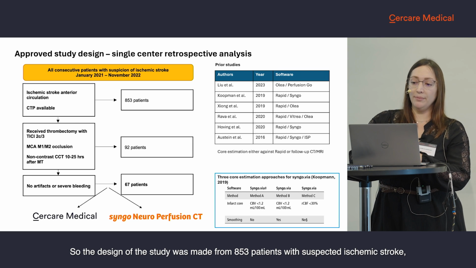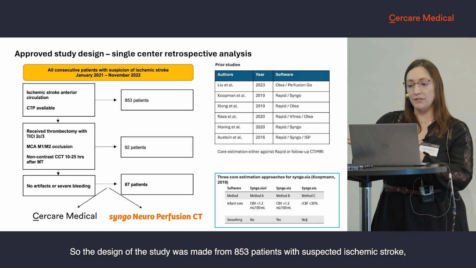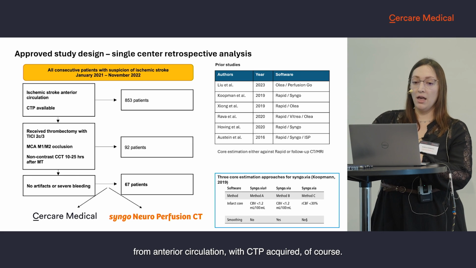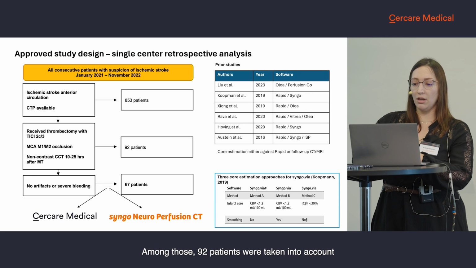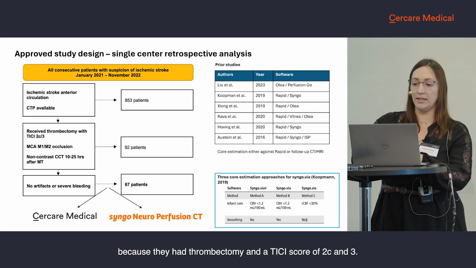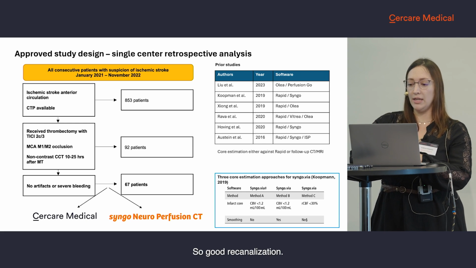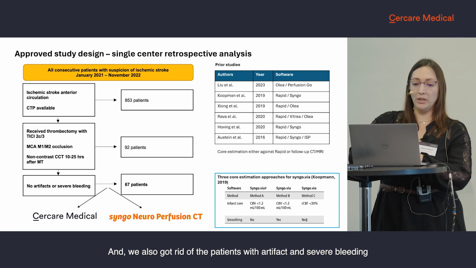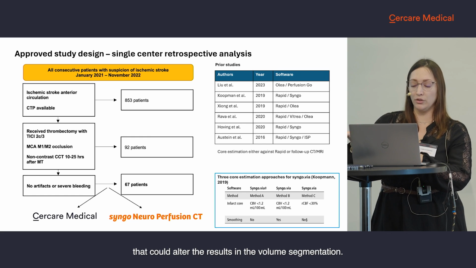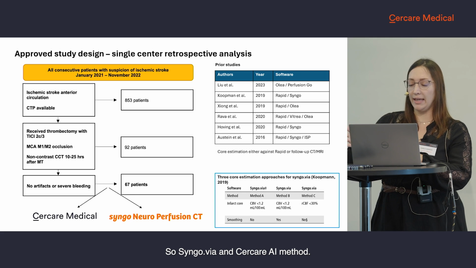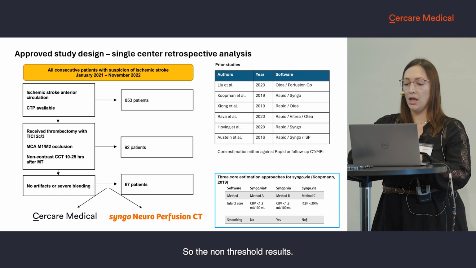So the study was designed from 853 patients with suspected ischemic stroke from the anterior circulation with CTP acquired, of course. Among those, 92 patients were taken into account because they had thrombectomy and a TICI score of 2c and 3, so good recanalization. And we also excluded patients with artifacts and severe bleeding that could alter the results in the volume segmentation. And we made the comparison between the two softwares, Syngo and the CERCARE AI method, so the non-threshold results.